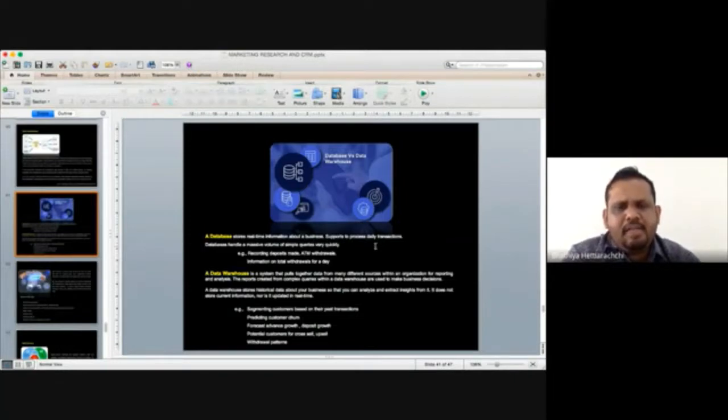For example, it might record deposits made, ATM withdrawals, and sometimes it will give you a very simple answer to a query like, what is the total amount of deposits made per day, right? What is the total amount of withdrawals per day in an ATM? So likewise, very simple information can be provided from a database, right? And it actually records day-to-day information. Now, if you look at the data warehouse, it is not a database. It is actually a kind of a system. First thing is it gathers data from different sources, right?